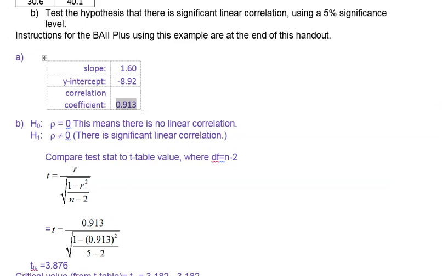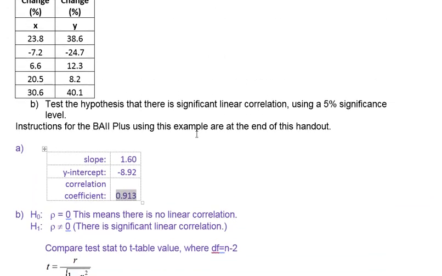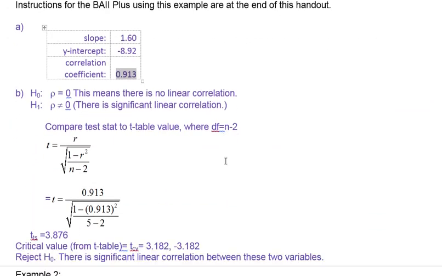When we look up in our t-table, it's two-tailed. We're given 5%. Right, so if two tails is 5%, one tail is 0.025, so be careful that you're looking in the right part of the chart. Our n in this case was 5, right? We only have 5 data points, so our degrees of freedom is going to be 3.